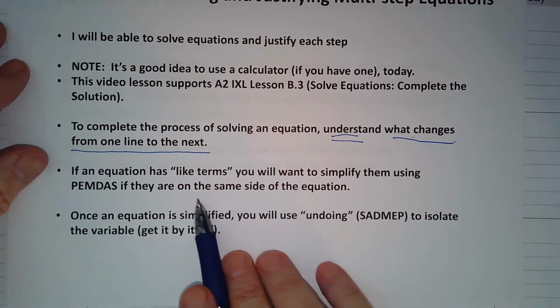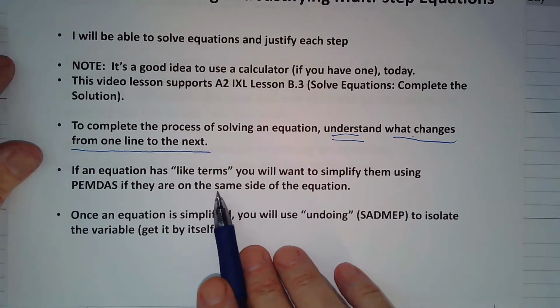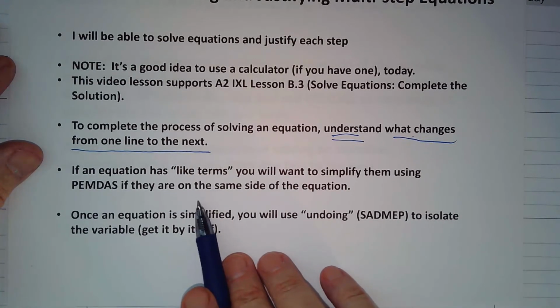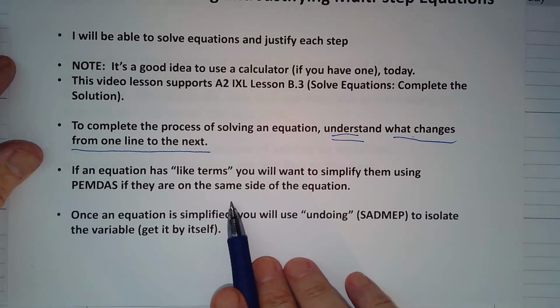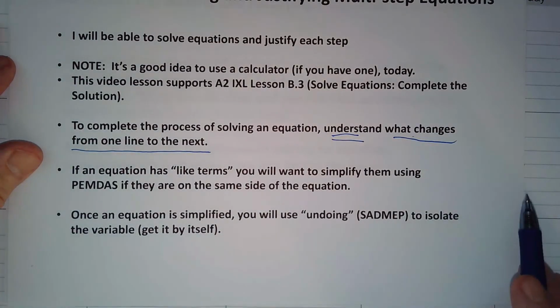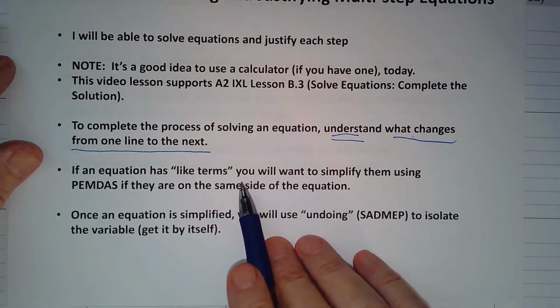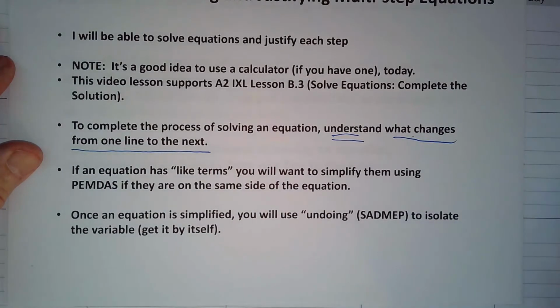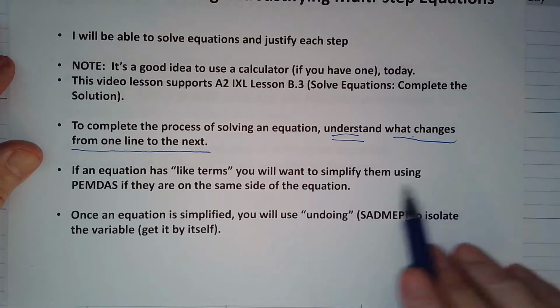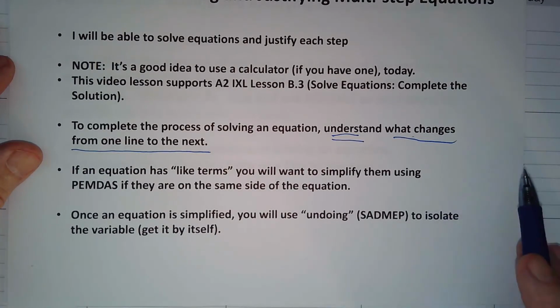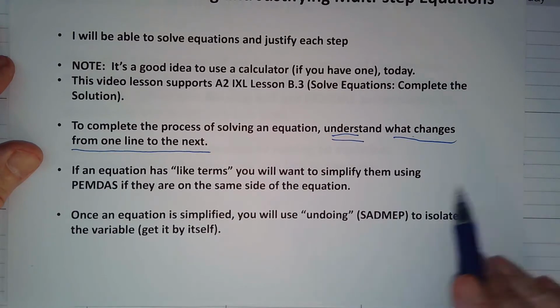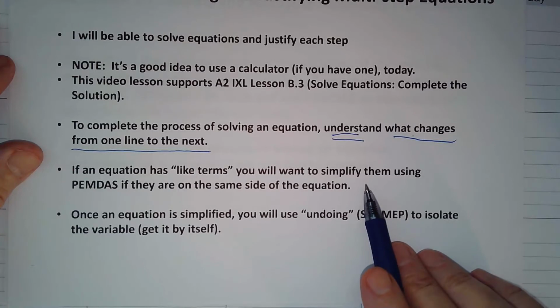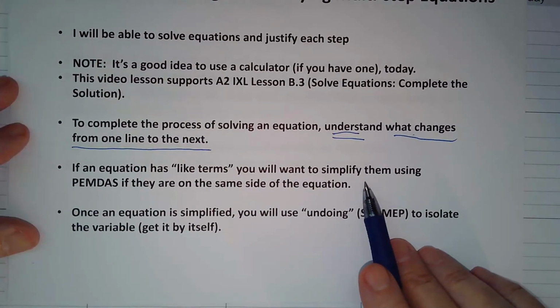And whenever you want to use PEMDAS, it's because you have like terms on the same side of an equation. Otherwise, they're on opposite sides of the equal sign. Maybe you have 2x on the left side of the equation equals 3x plus 3 on the other side. You want to get the 2x and 3x together, but they're on opposite sides. That is a form of simplification, but you have to do that with undoing. So you start out with simplifying like terms on the same side of the equation.